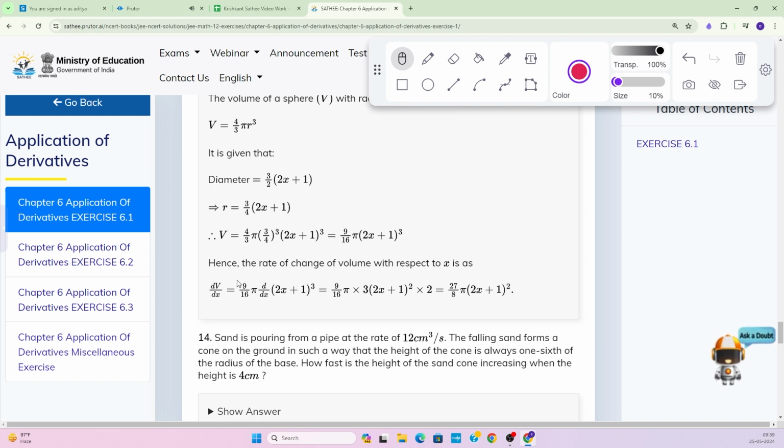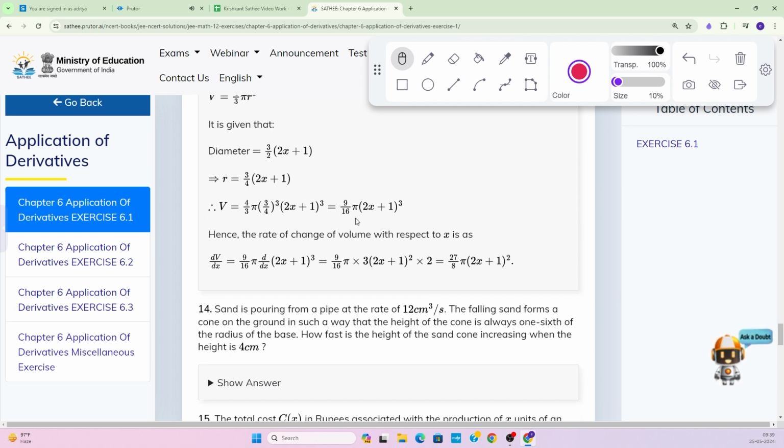Okay, you want dv by dx. Yes, so first of all, 4 pi r cube. You know r is this, so express your v in terms of x solely. So this means you will have this expression. Now this means you find dv by dx.